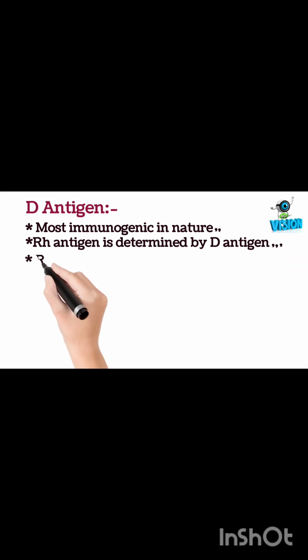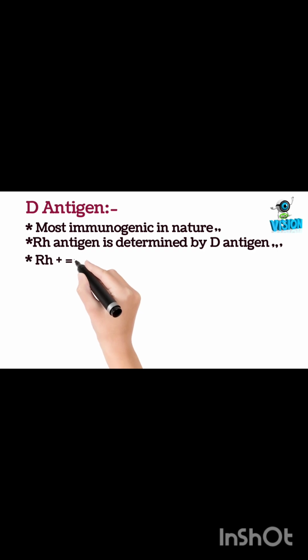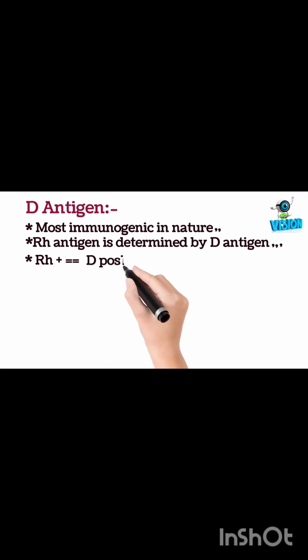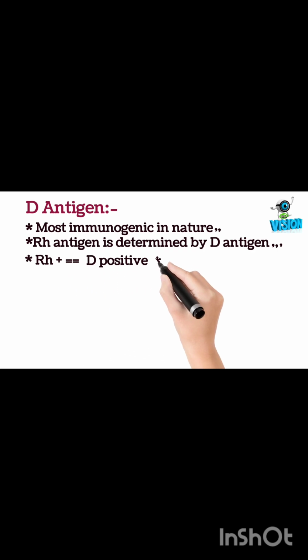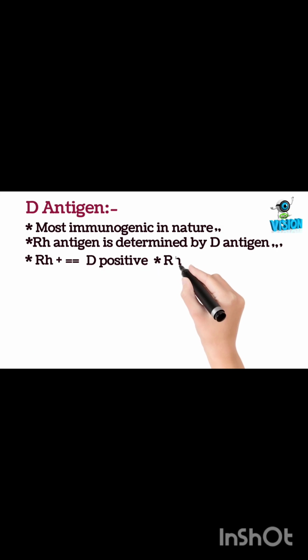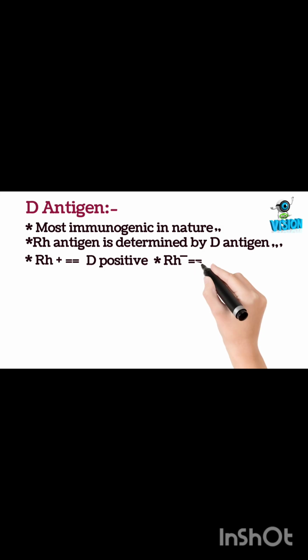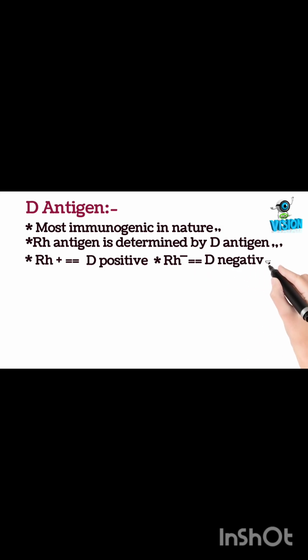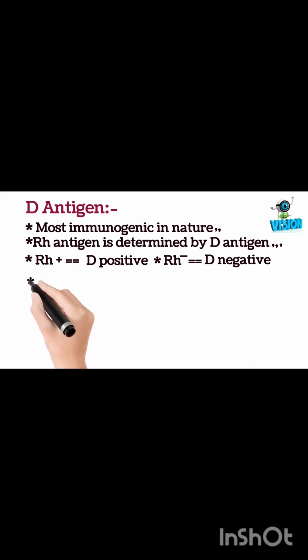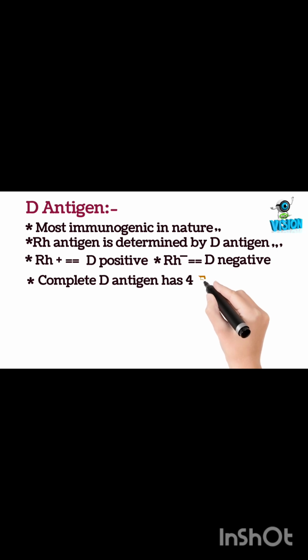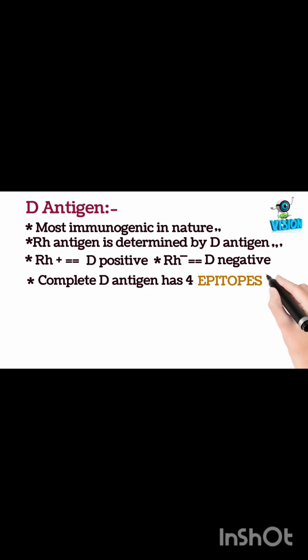Hence, we can conclude here, the person who is Rh positive is also called D positive. The inverse of it says the person which is Rh negative is also known as D negative. Now, if we go for detailed explanation of the D antigen, the complete D antigen has well-defined structure.